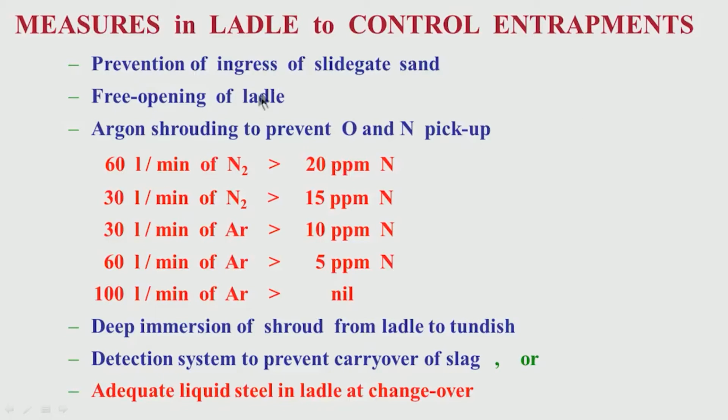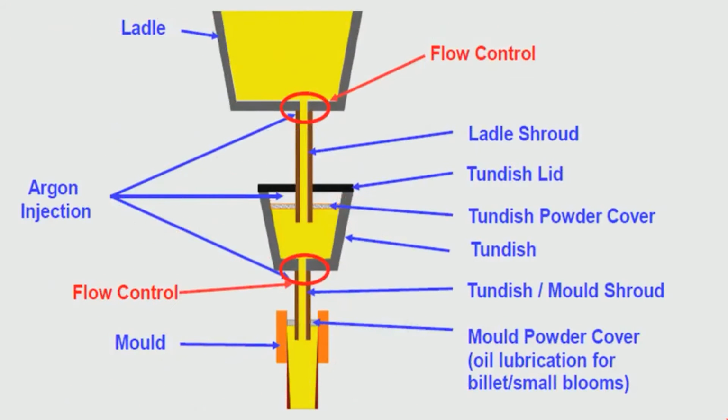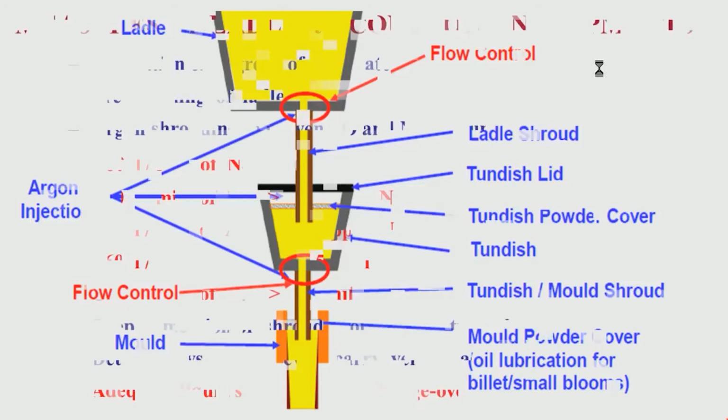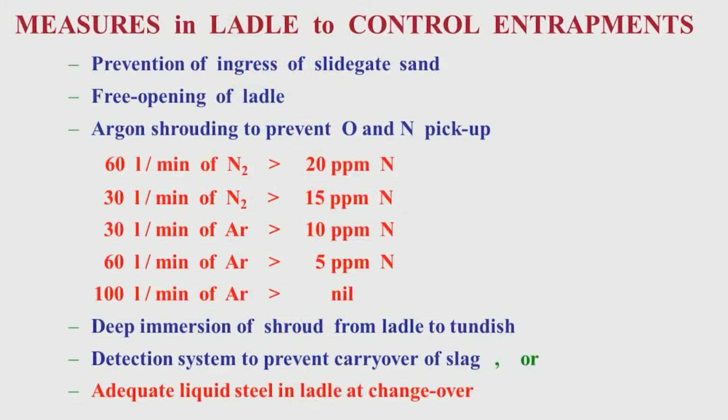Now, suppose we have controlled the sand and opened the ladle free, so the liquid steel is coming out from the ladle to the tun dish through this shroud, as I have shown you. Now, we have to make some inert gas injection, we have to push some inert gas. So, now how is it done?